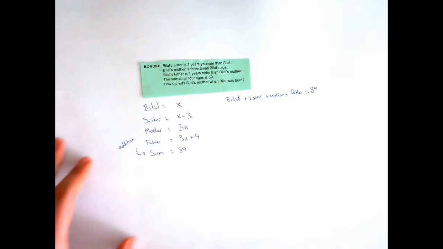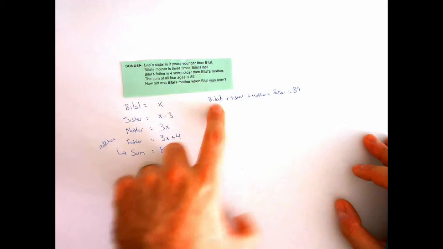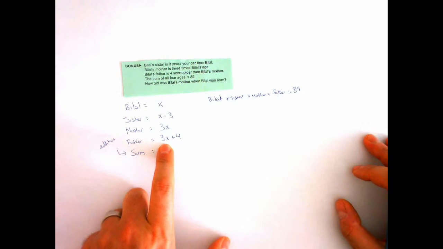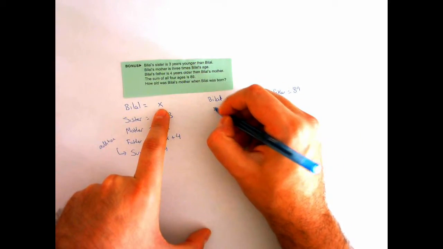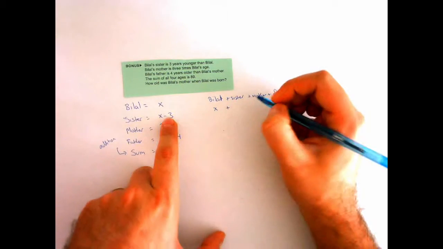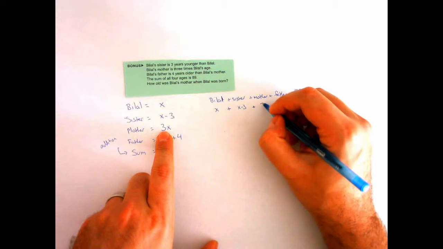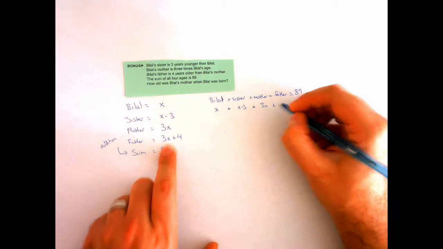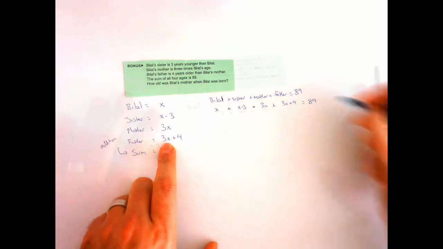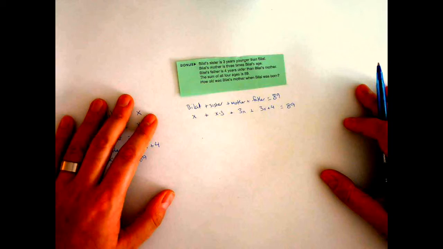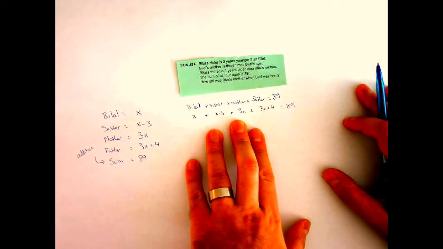So now that we've written that out, we will replace their names with their algebraic code, we'll say, their secret code. So Bilal is x. Sister is x minus 3. Mother is 3x. Father is 3x plus 4 equals 89. This. And we need to isolate some of these numbers.